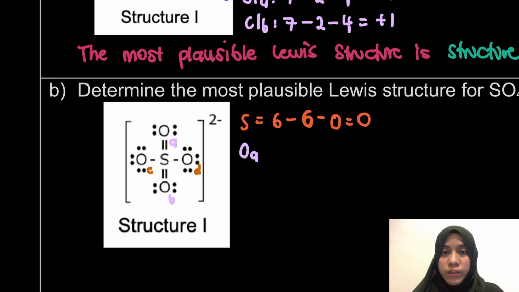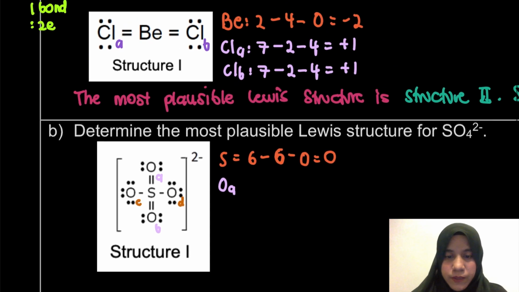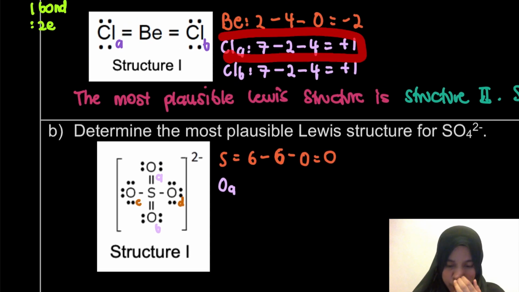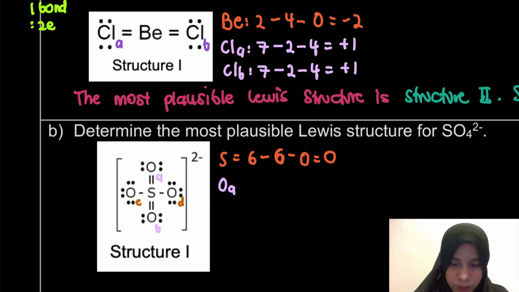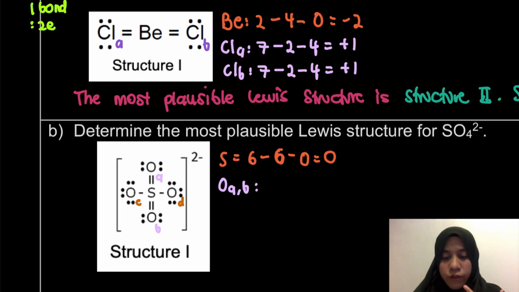Ataupun kalau contohnya kamu tak nak tulis structure-nya macam ni kan, sebab ni sama je. Kalau kamu nak buat oxygen A, B tu maksudnya is the same calculation lah. For oxygen A macam ni calculation dia, oxygen B pun macam tu calculation dia. Okay, so oxygen A dengan B.